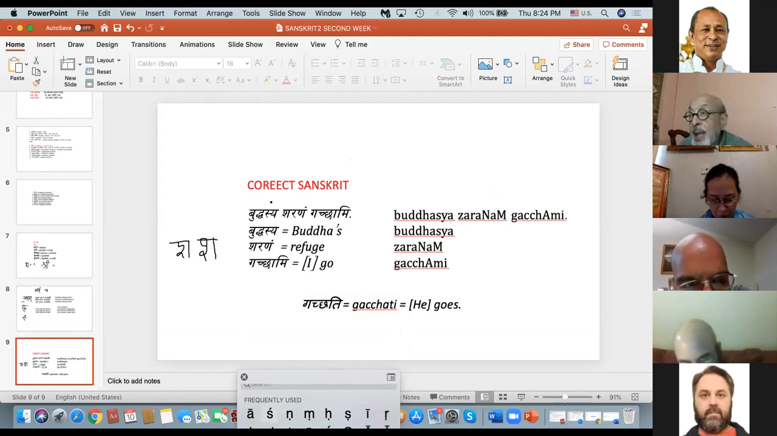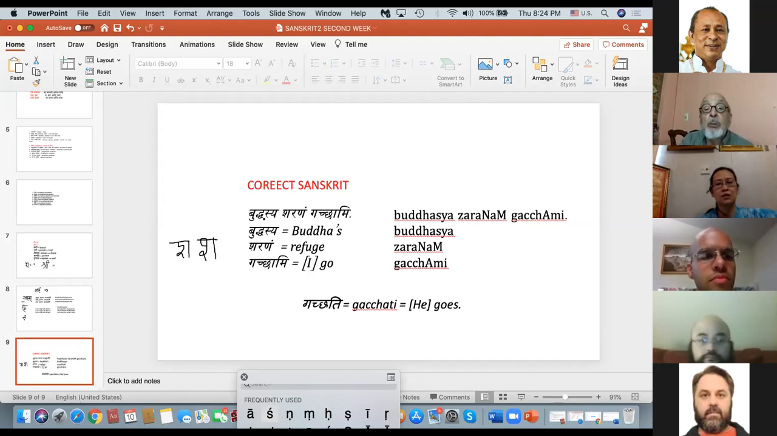Buddham Sharanam Gacchami is in a sense an imitation of Pali. The correct Sanskrit would be Buddhasya Sharanam Gacchami. Right? Buddhasya means Buddha's, Sharanam refuge, Gacchami I go. The "sya" is understood. Buddham Sharanam Gacchami.